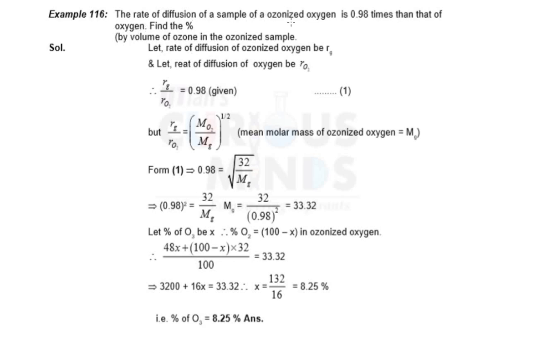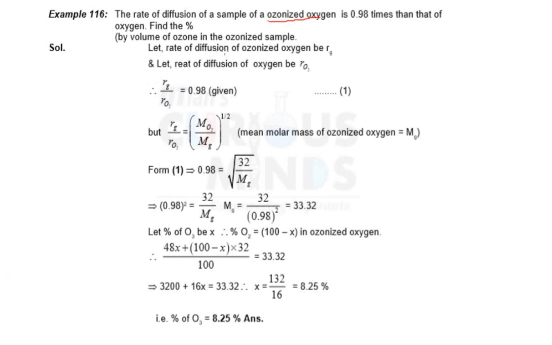The rate of diffusion of a sample of ozonized oxygen is 0.98 times that of pure oxygen. This is pure oxygen, right? So find the percentage by volume of ozone in the ozonized sample. So percentage by volume, not by weight. Okay, so moving on to the solution.